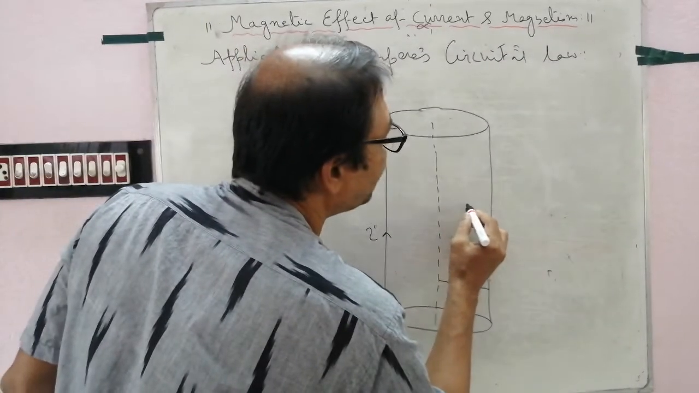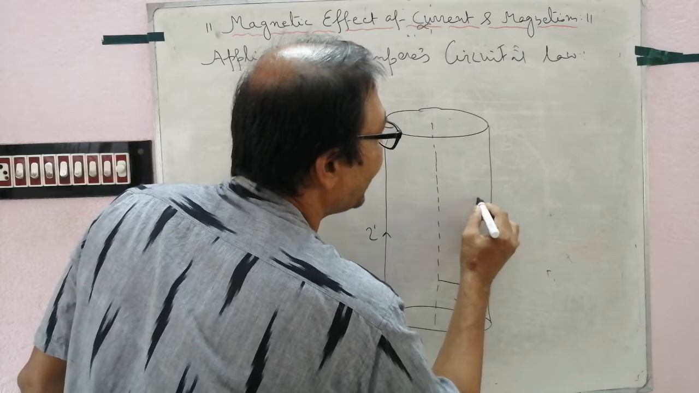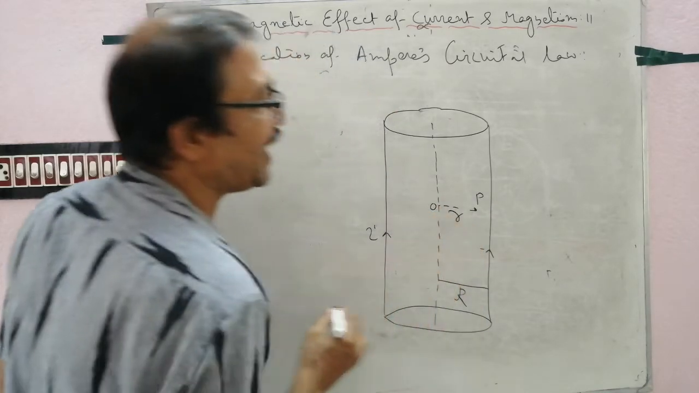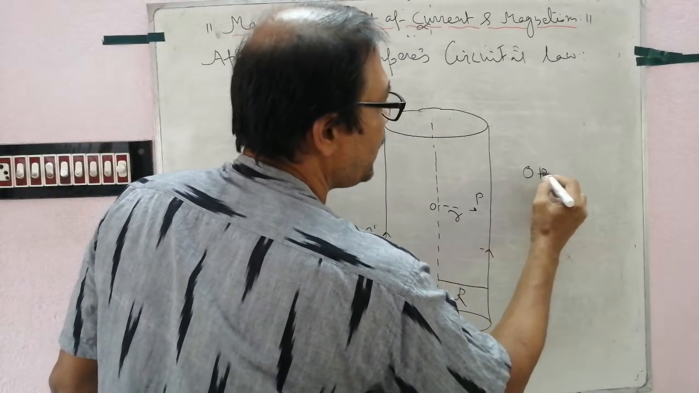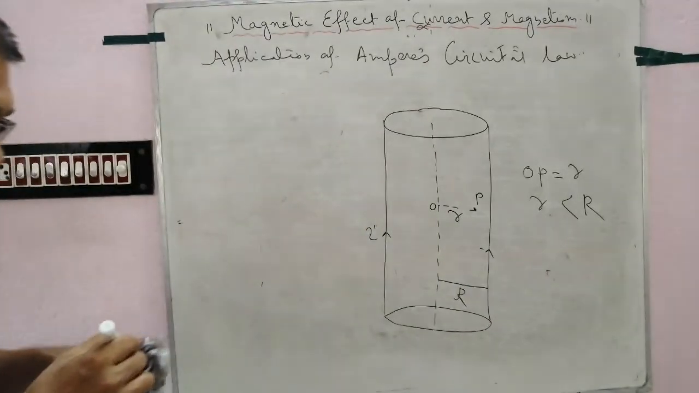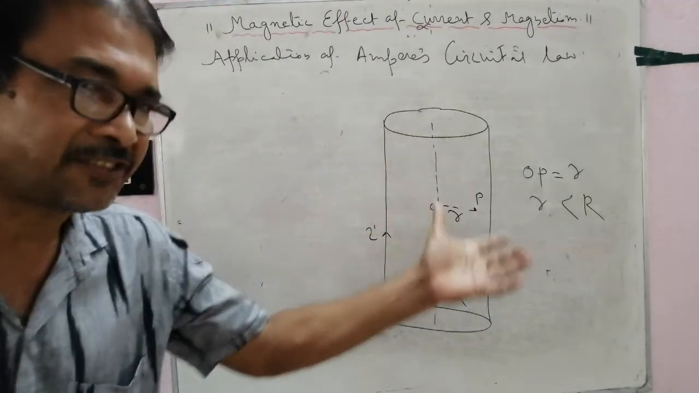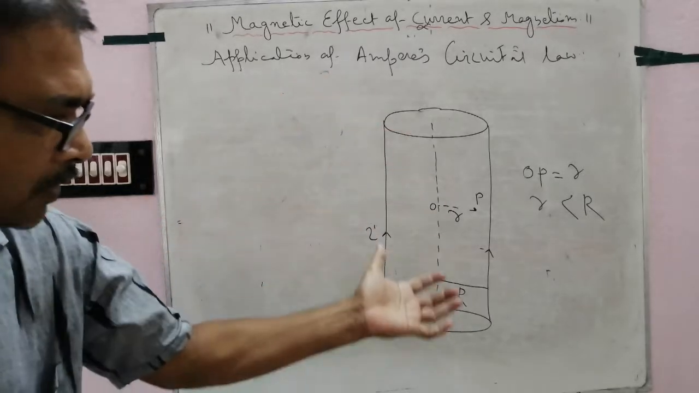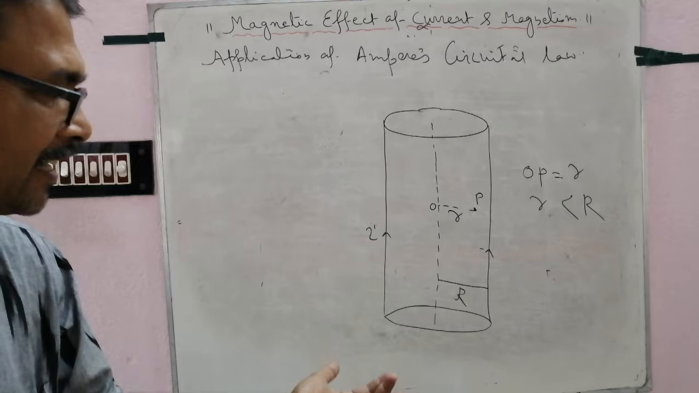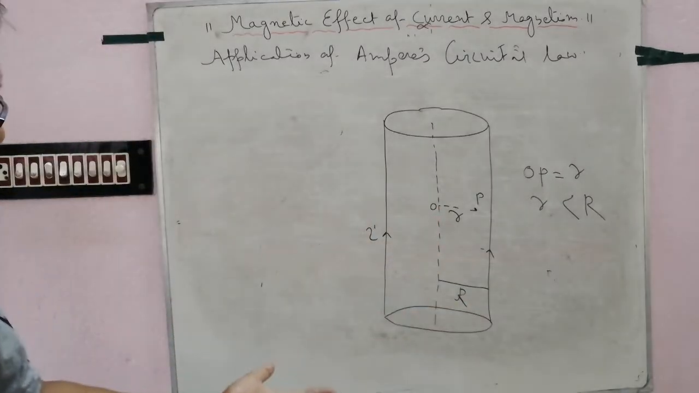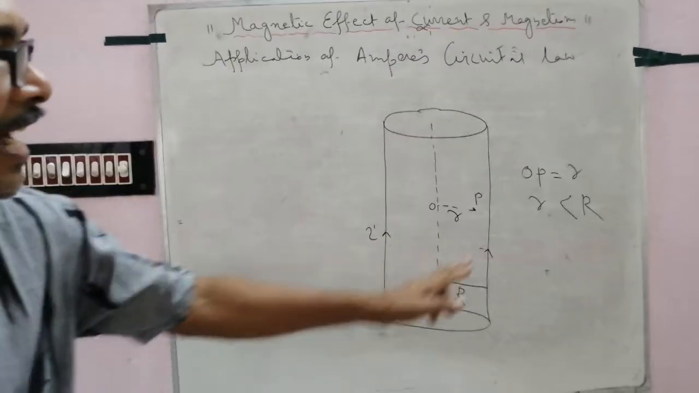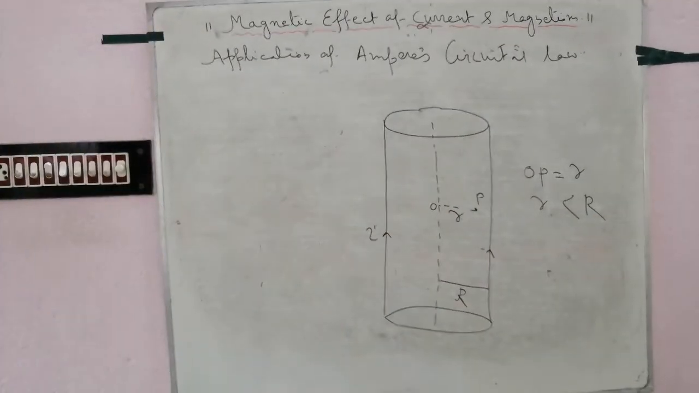Now you have to find the magnetic field at P at a distance r from the axis, where OP equals r and r is less than capital R, inside the conductor. For a thick cylindrical conductor of radius capital R and uniform cross section, with current I flowing through it, find the magnetic field at a distance r from the axis, where r is less than capital R, inside the conductor.